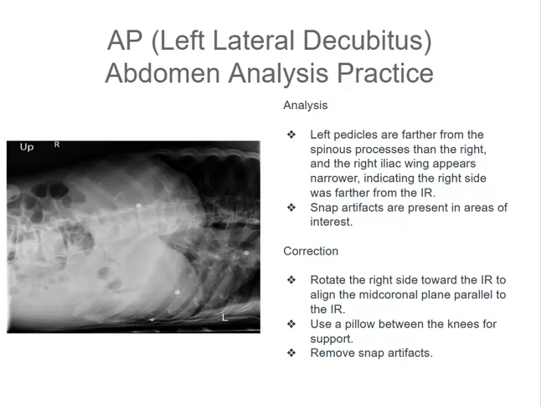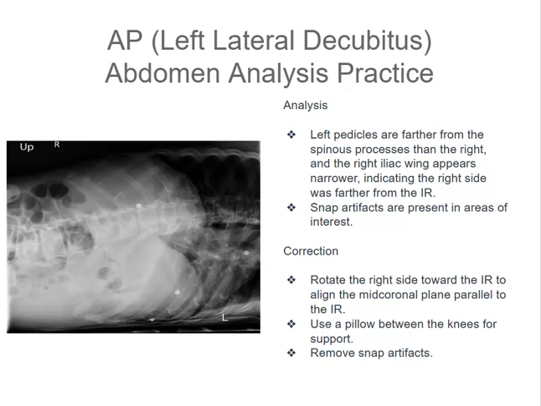Also, you can utilize the contour of the ribs, the posterior ribs in this. When looking at the ribs, one side is foreshortened, which is the right, and the other side is elongated. That which is away from the IR, which is the right, will foreshorten.